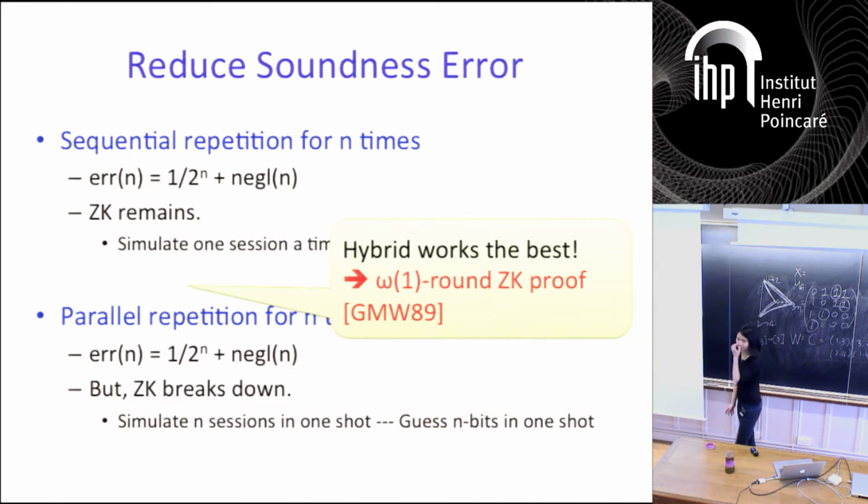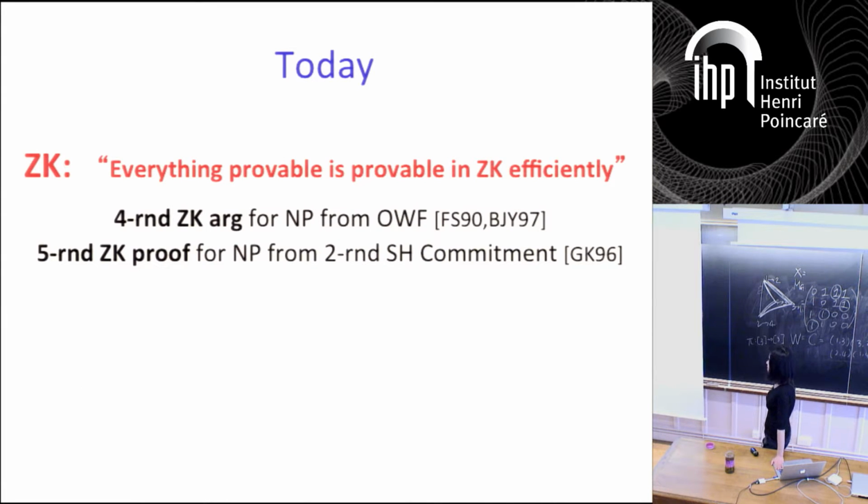Somehow the best we could do with respect to this type of protocol is a hybrid between both sequential and parallel repetition. And that would actually give you a protocol that has negligible soundness error, and the round complexity is omega-1 round. Okay. So today we actually know much better. In fact, today we know that everything possible is provable in zero knowledge efficiently. There are, in fact, even practically efficient protocols. The best in terms of round complexity we know is that there exists a 4-round zero knowledge argument, and there exists a 5-round zero knowledge proof.